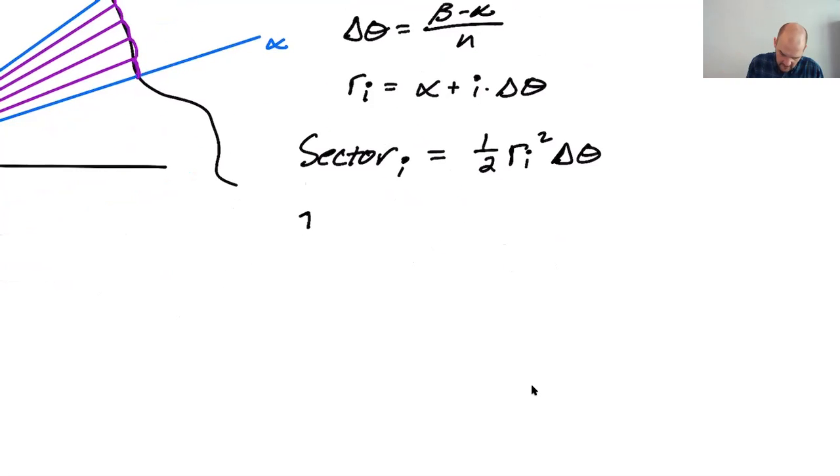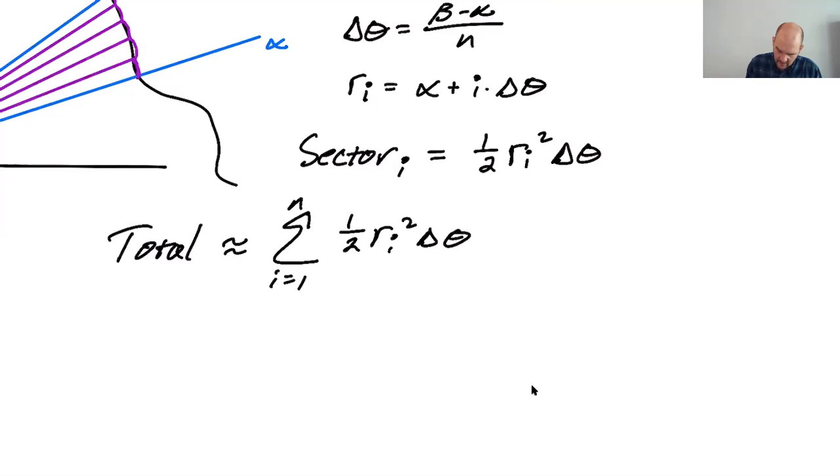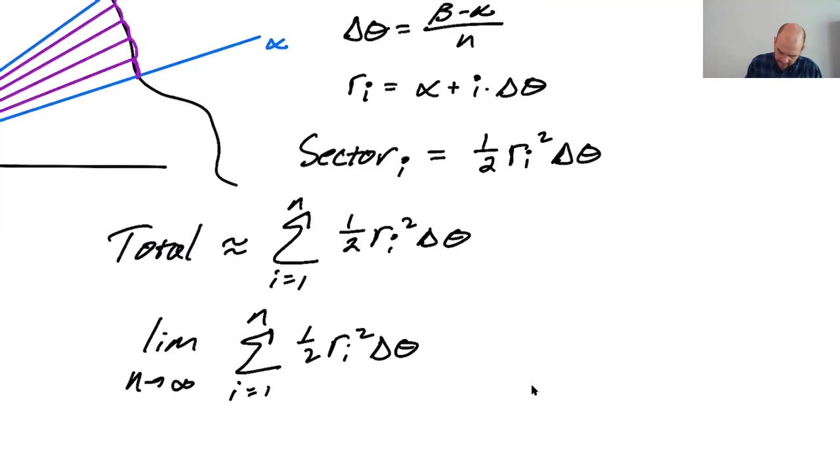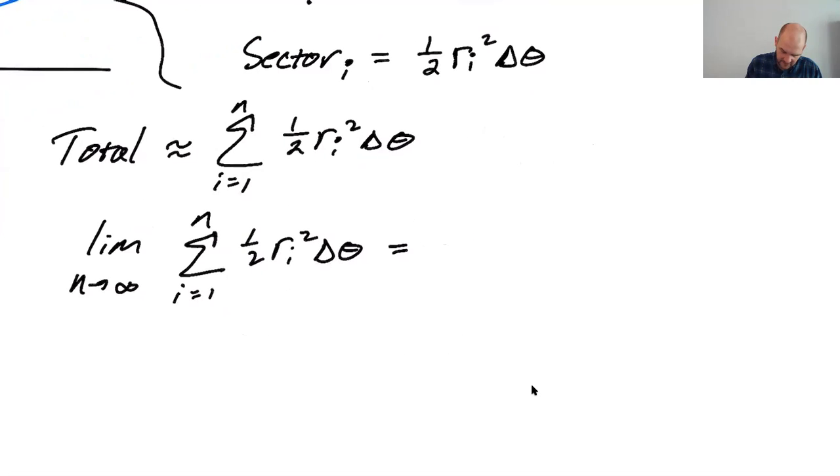So what I want to do is sum up all the sectors. The total is going to be approximately the sum from i equals 1 to n of 1/2 r sub i squared delta theta. But if I take the limit as the number of sectors goes to infinity of this summation, this is a true Riemann sum. I can take out the 1/2. The limit of this summation becomes a definite integral, starting at alpha and ending at beta, of r squared d theta.